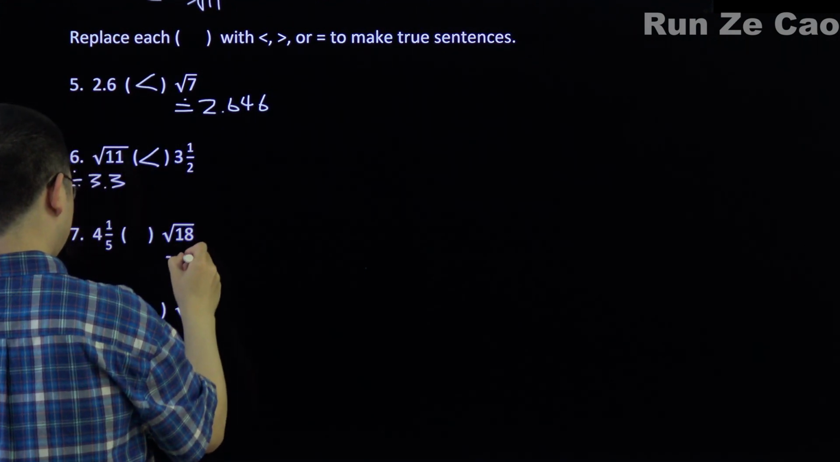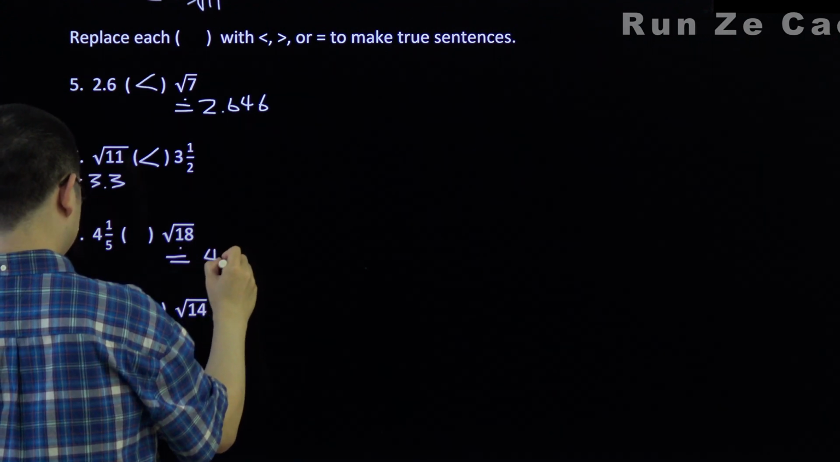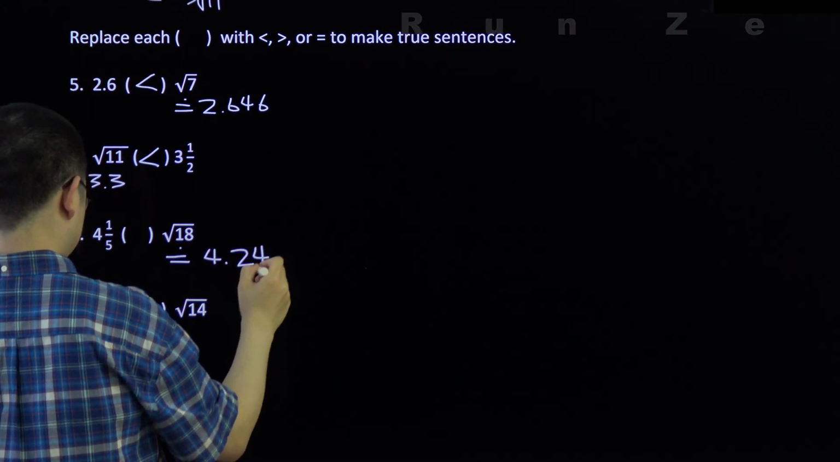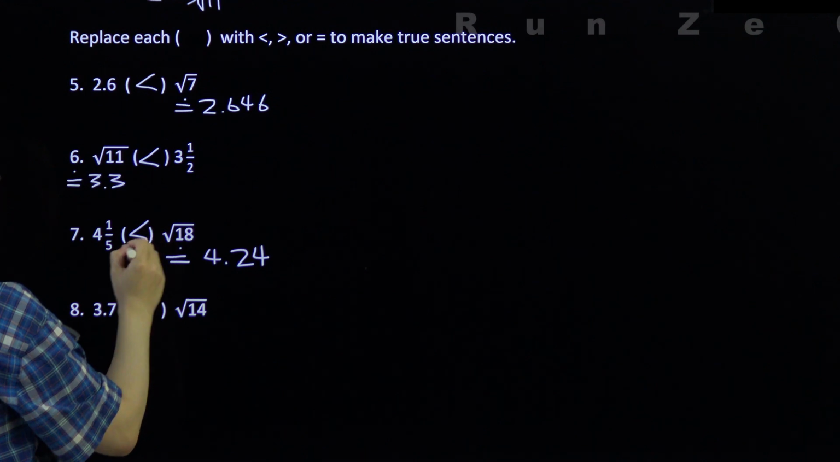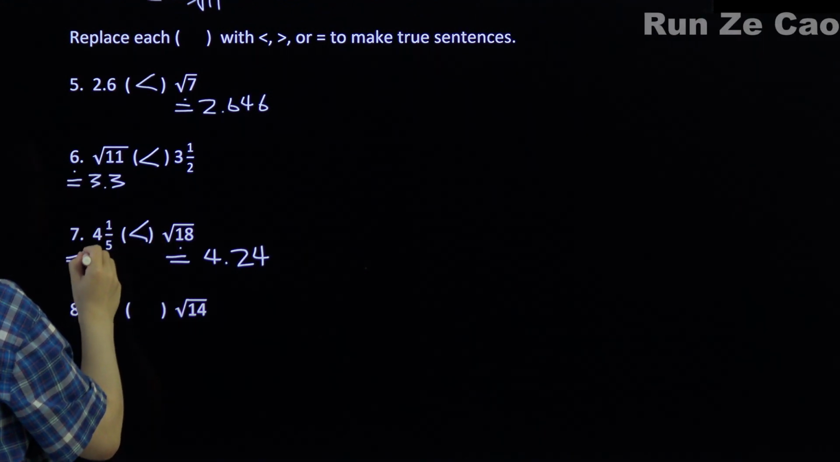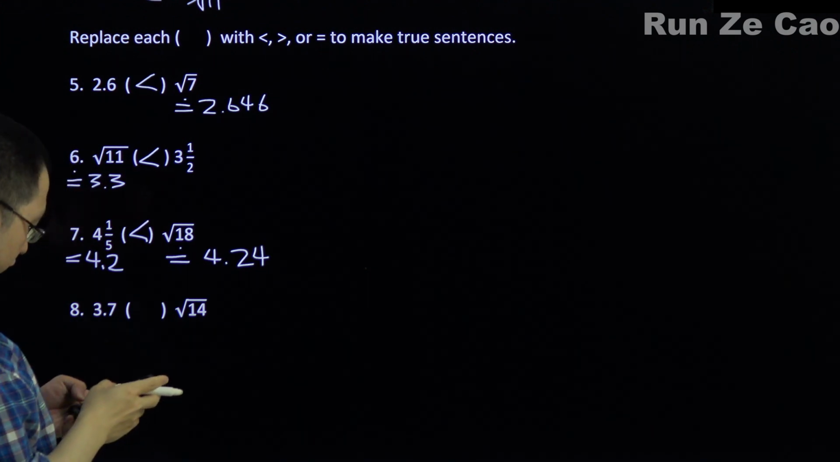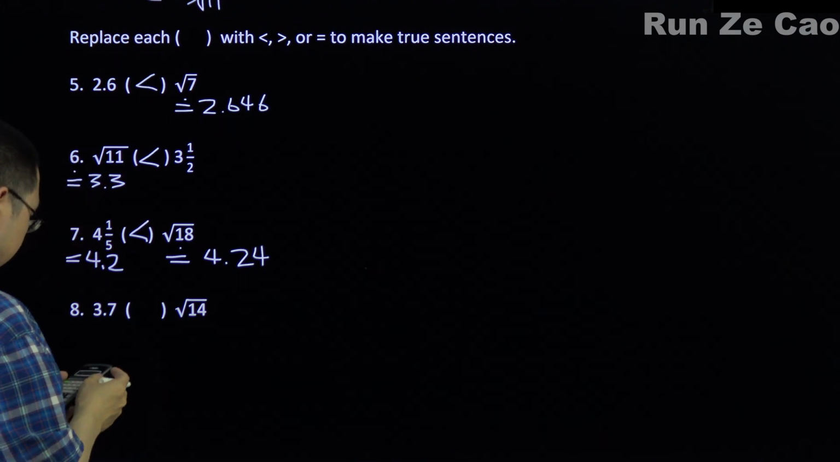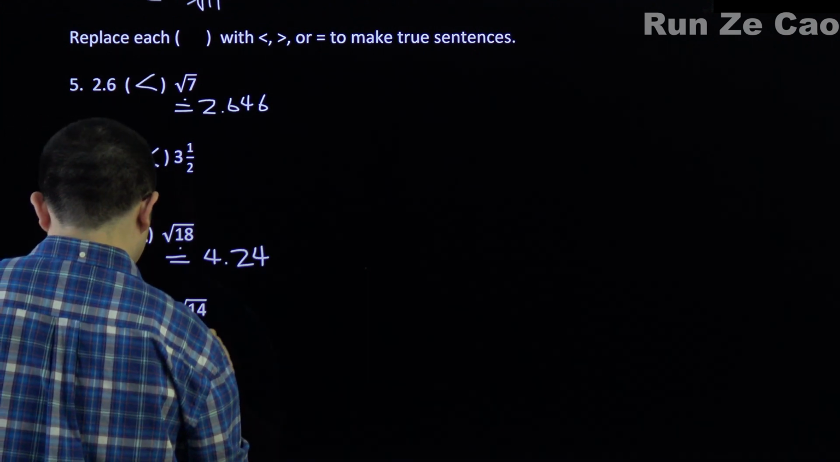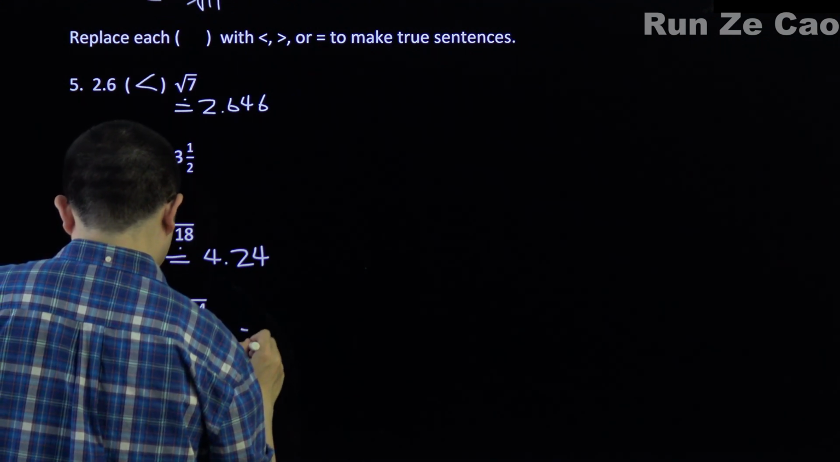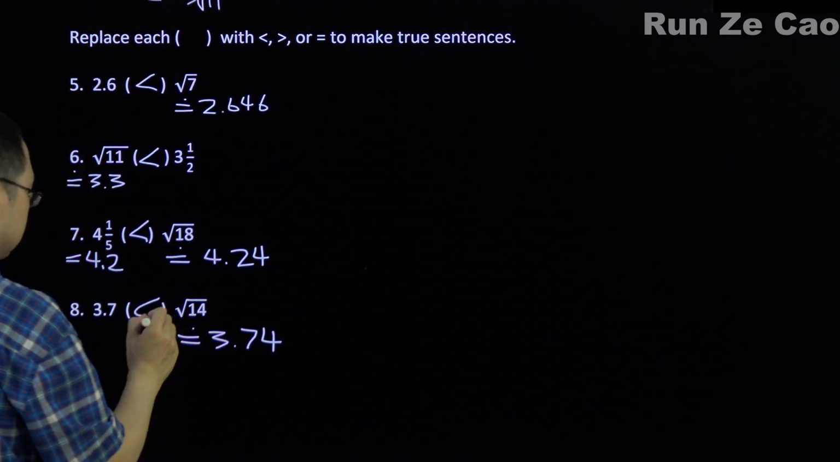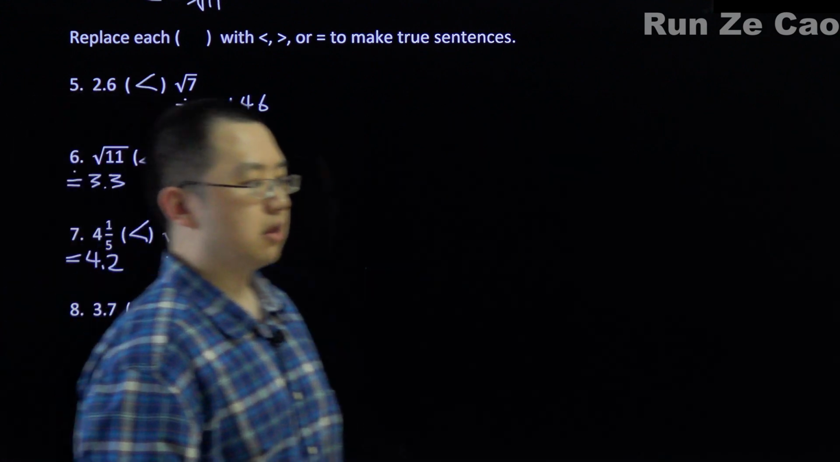Root of 18 is approximately 4.24, which is greater than 4.2. 3.7 versus root 14. Well, that's going to be approximately 3.74, which is greater than 3.7.